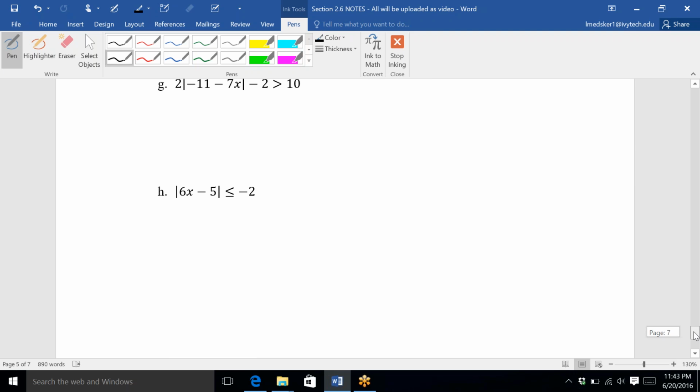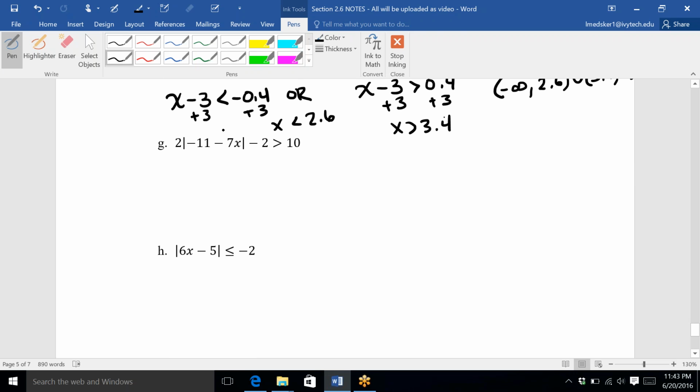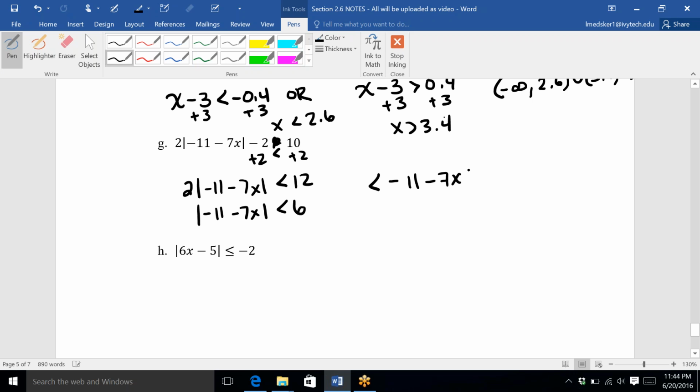On the next one, again, isolate your absolute value first. So I would add 2 over. In fact, I want to make this one a less than, just so it'll look a little different. So this is 2 times the absolute value of -11 minus 7x, that's less than 12. Divide by 2 on both sides. Keep your absolute value intact. That would make that 6. And because it's a less than, you put the -11 minus 7x in the middle of 2 less than symbols, where one side is -6 and the bigger side is +6. So I would add 11 to all 3 sides.